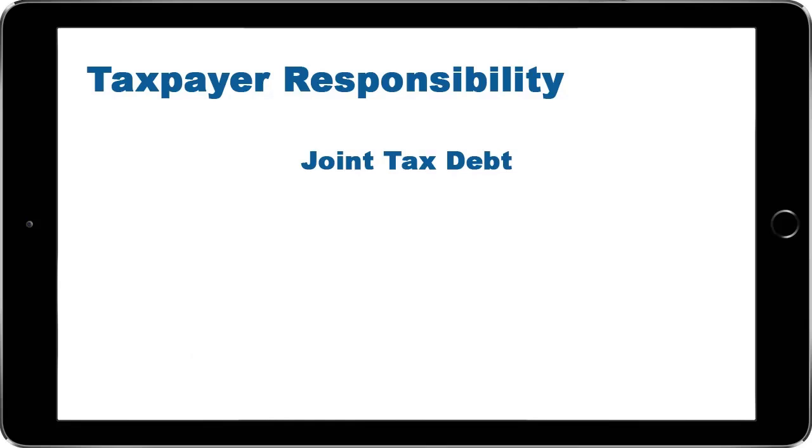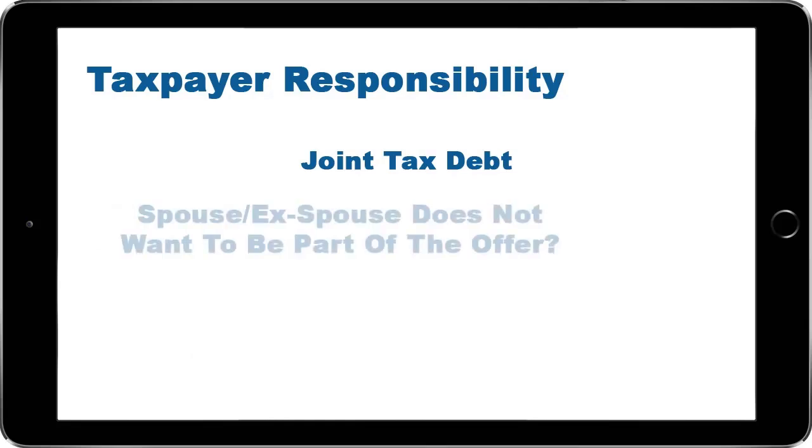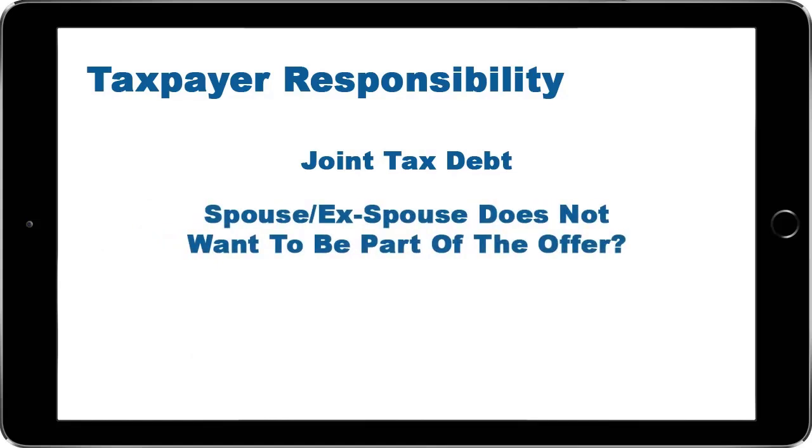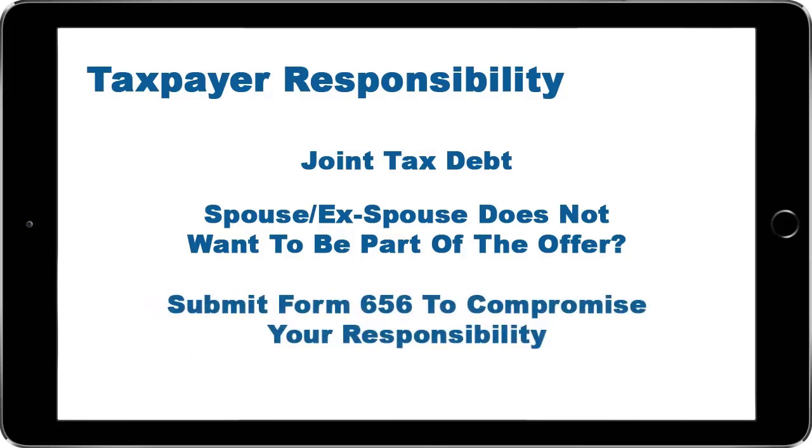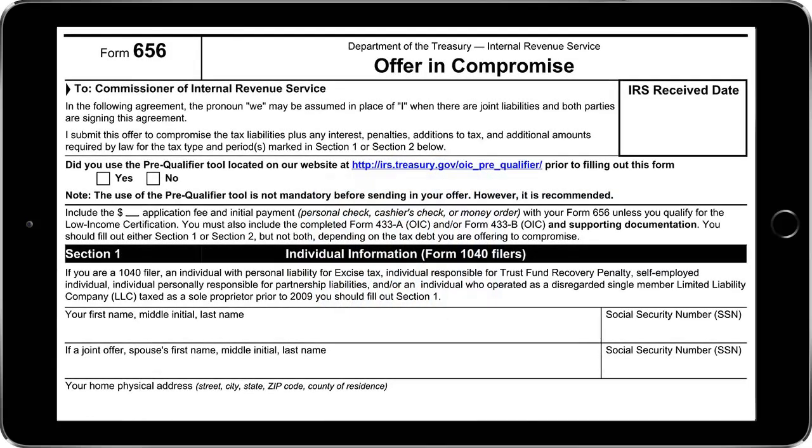If you or your spouse or ex-spouse have a joint tax debt and your spouse or ex-spouse does not want to be a part of the offer, you may submit a Form 656 to compromise your responsibility for the joint tax debt. Okay, now let's begin.